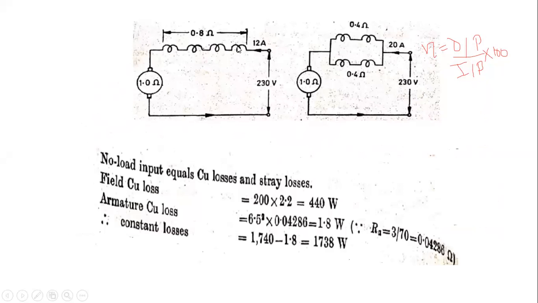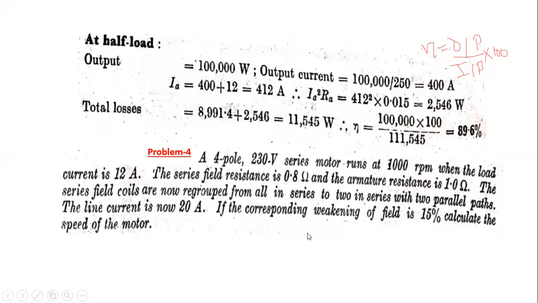This is the series field winding, that is 0.8 ohm, 230 volts, and these are the parallel field windings. Then we calculate the field current. What is the formula for current? V into I. Therefore 220 into 2.2 is the diverted current.